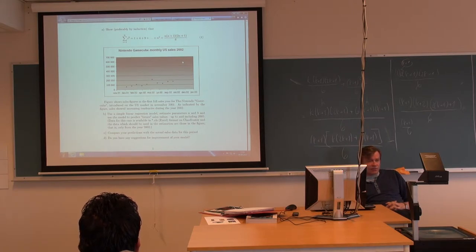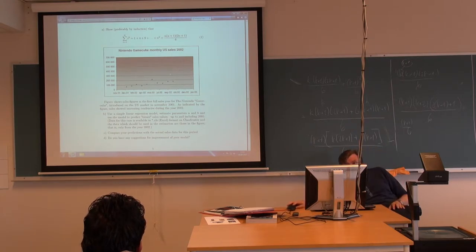But in sub-question B, we are given an explicit command on what to do. It says, use a simple linear regression model, estimate parameters A and B, and use the model to predict future sales values up to and including 2005. So what I'm asking you to do here is to use the data here and perform a linear regression, which means put some kind of straight line into these data. It should perhaps go something like up here, and this one would weigh something, and this one. So you would expect it to go somewhere in between, but increase upwards when you do that. And you should use it to make forecasts for what will happen the years after.